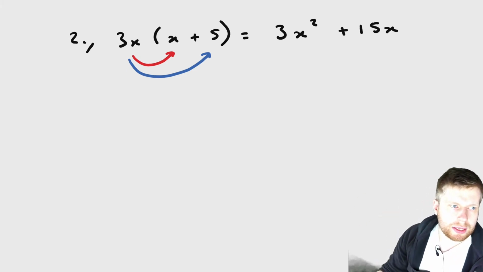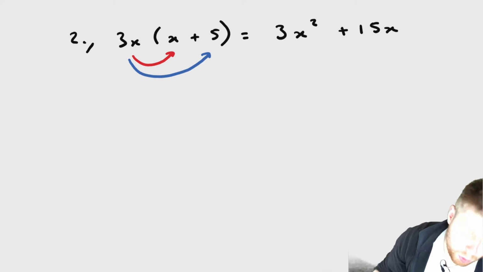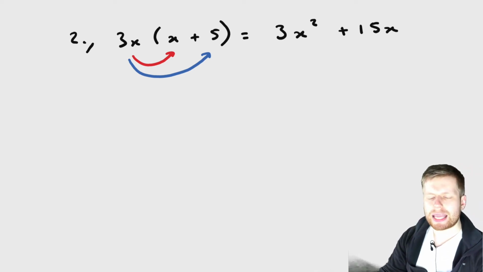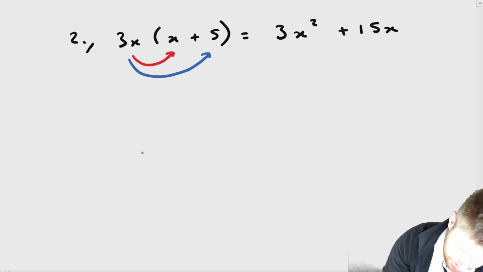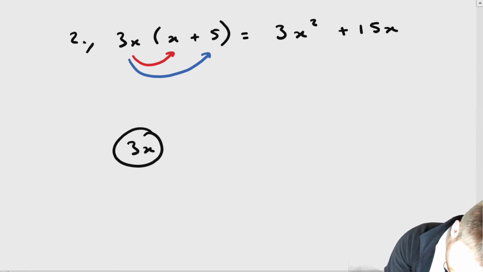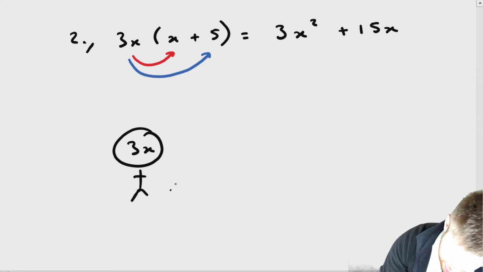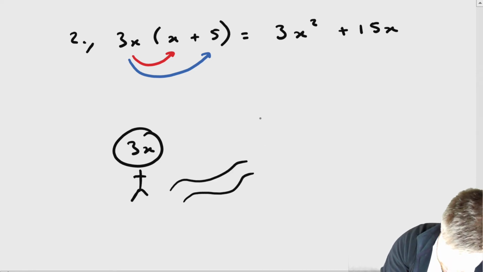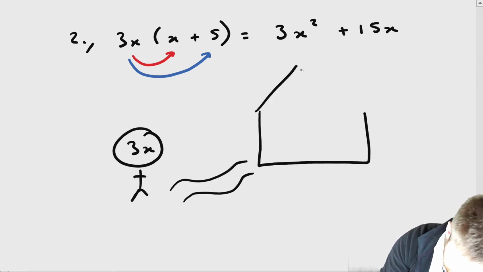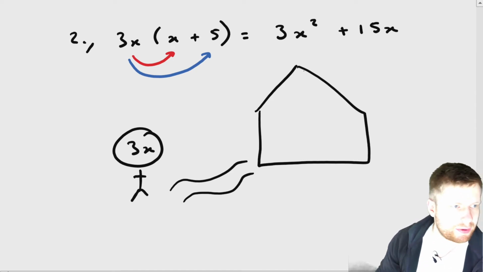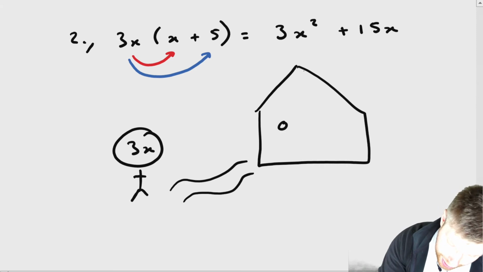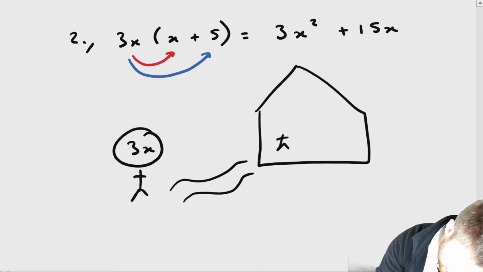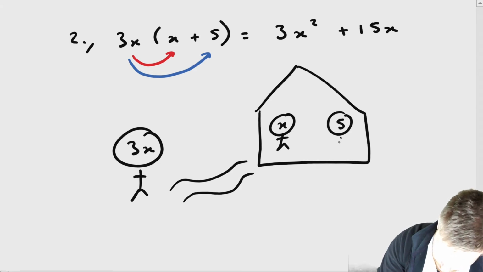Now, if you prefer, you can think of this as almost like going to visit somebody's house. Let's suppose 3x is a person, so I'm going to draw a person here, and they're going to visit somebody's house. There's a couple living in this house, and the couple living in this house are inside the brackets. So you've got Mr. X, and you've got Mrs. 5.